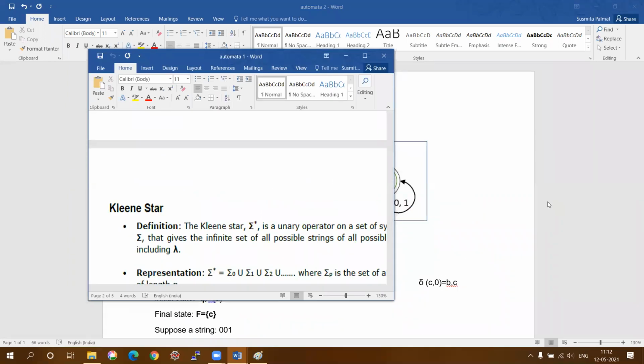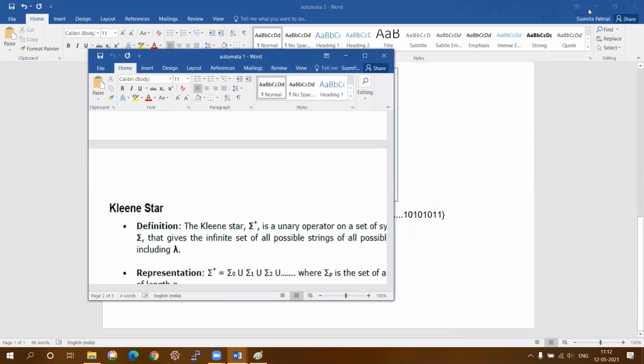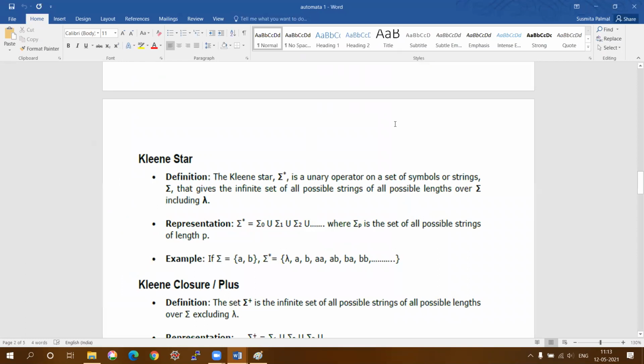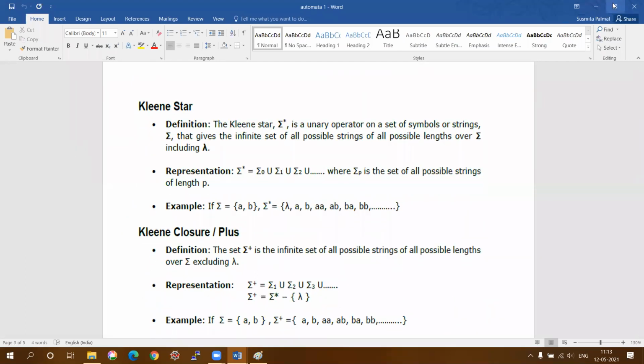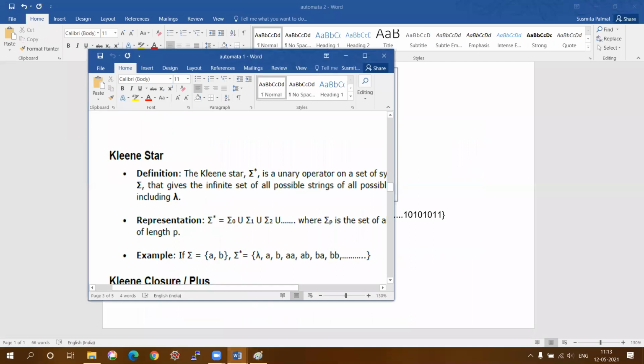Maybe today's time will be over. I'm trying to reschedule or restart the meeting. If it is not over, we will just put it at the rejoin. Okay, Kleene star. What is it saying?